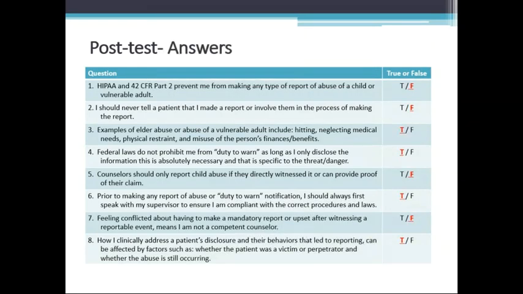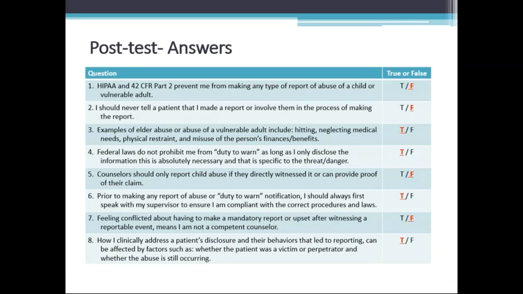So the first question was, HIPAA and 42 CFR Part 2 prevent me from making any type of report of abuse of a child or vulnerable adult. That is false. It doesn't prevent you from making the report. You just have specific guidelines on what information you may be allowed to disclose or not.